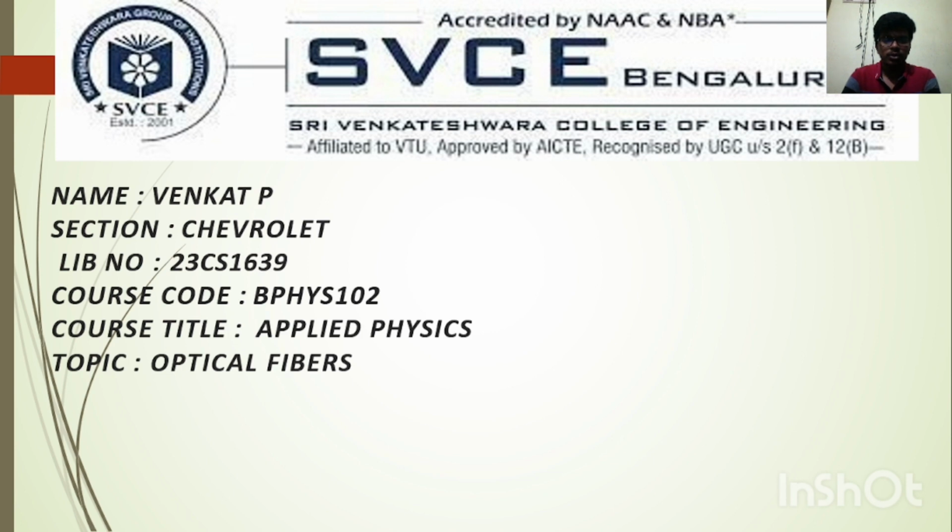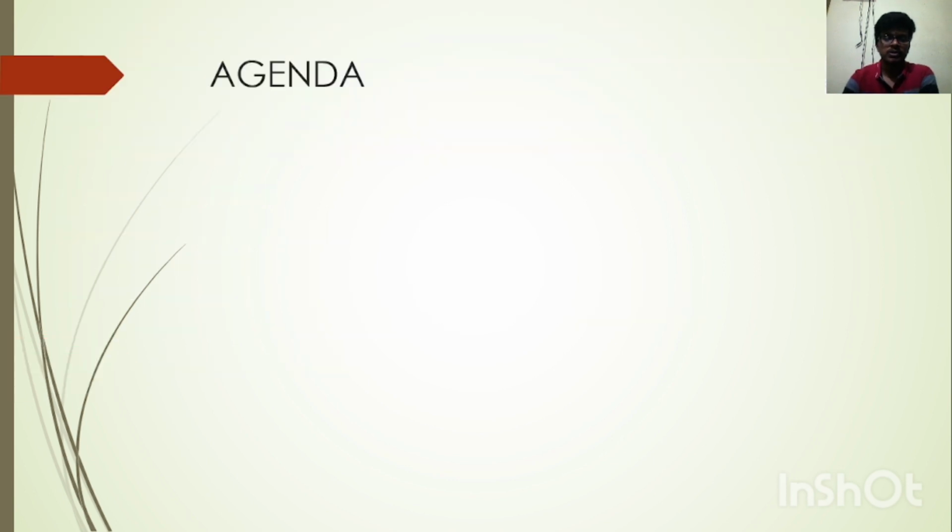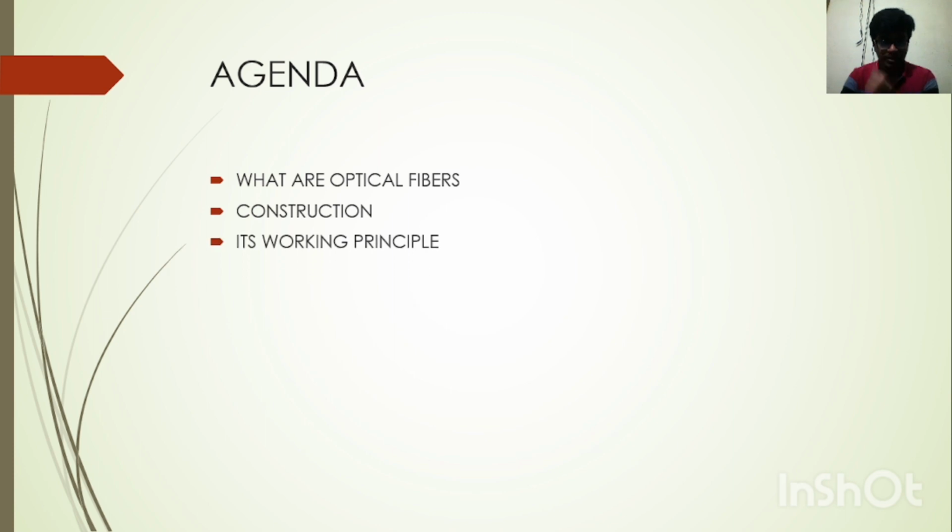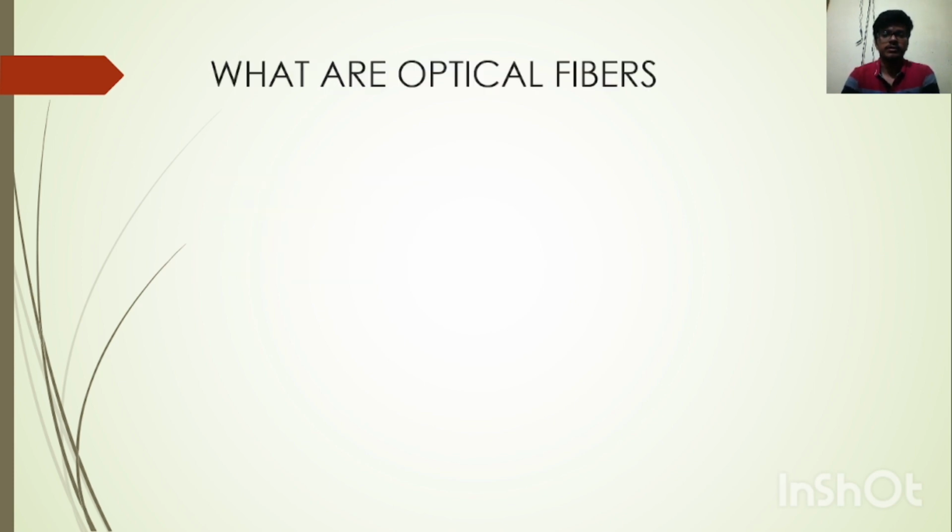The course code is BPH5S102. The course title is Applied Physics. The topic is optical fibers. The agenda of today's topic is what are optical fibers, construction of optical fibers, its working principle, the applications of optical fibers, and let's even discuss the advantages and disadvantages of optical fiber.